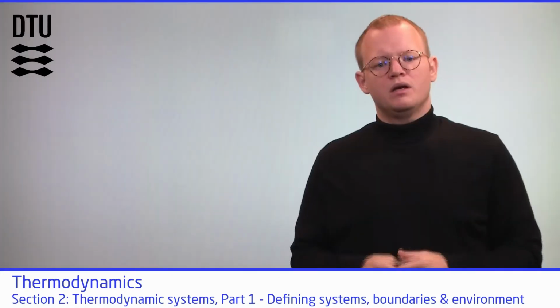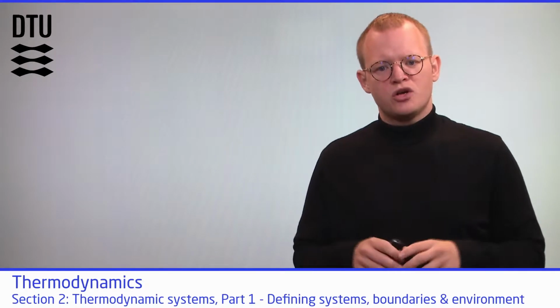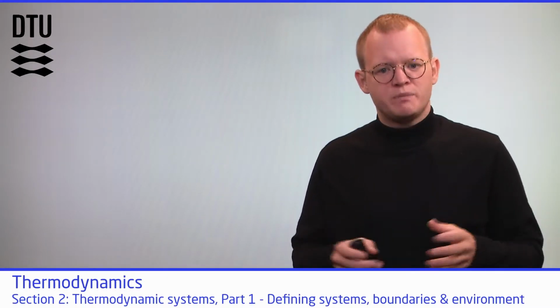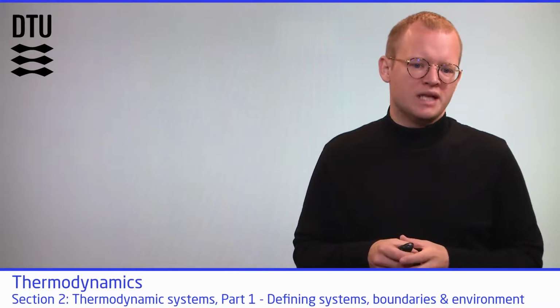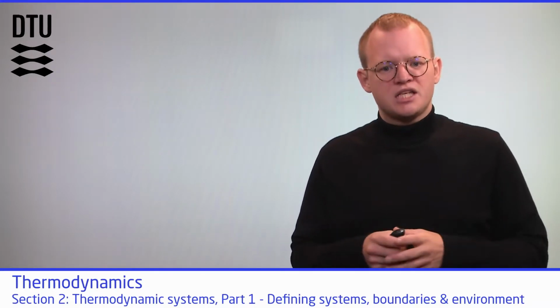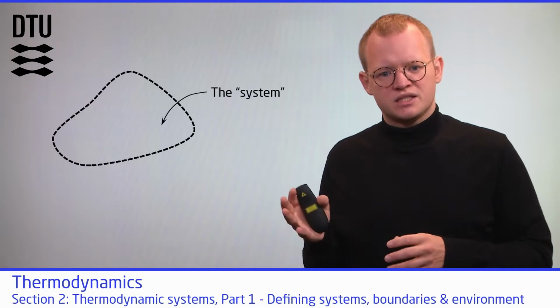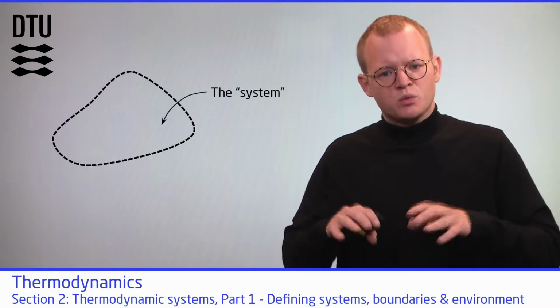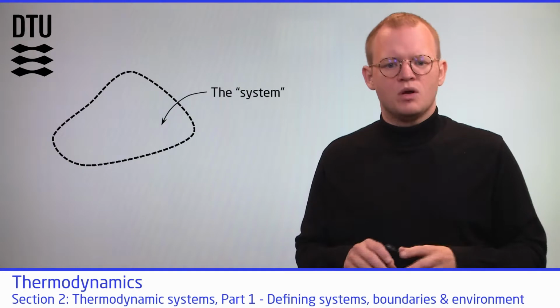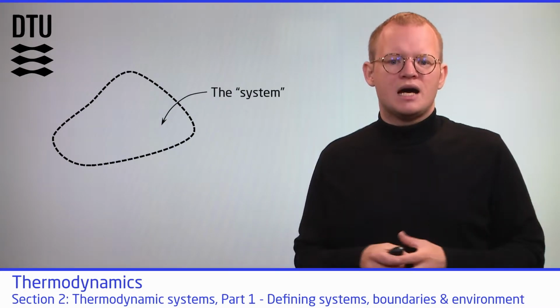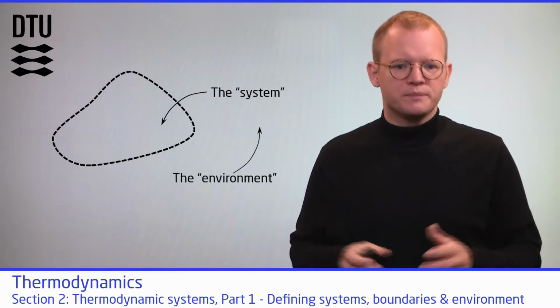So first of all, preceding any thermodynamic analysis, whether it's a numerical or an analytical analysis, we'll first have to define the system boundaries and the surrounding environment. In thermodynamics, the term system refers to the collection of matter or region in space which is to be the subject of the subsequent analysis. A generic sketch of a system could therefore look something like this. Now here, everything that lies within the line is what we define as the system, while everything that resides outside the line is what we define as the system's environment.